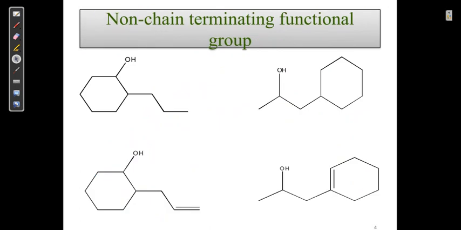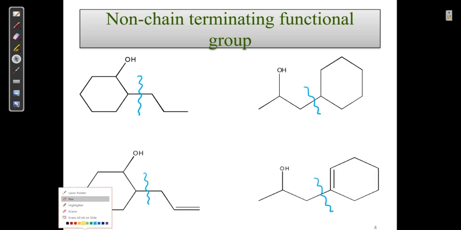Suppose this is the case. The first and foremost thing you must know is that you divide it into two parts, office and playground. Second thing is they all are non-terminating functional groups. Okay, so where is Netaji in the case of the first example? He is in the office, so we give the priority to the office.